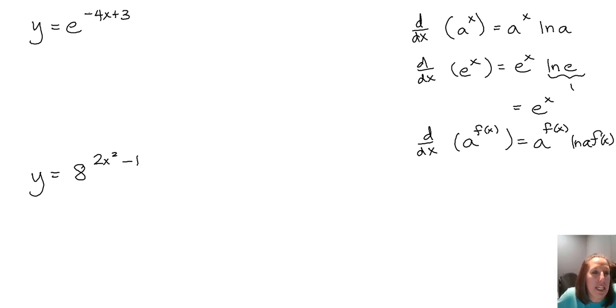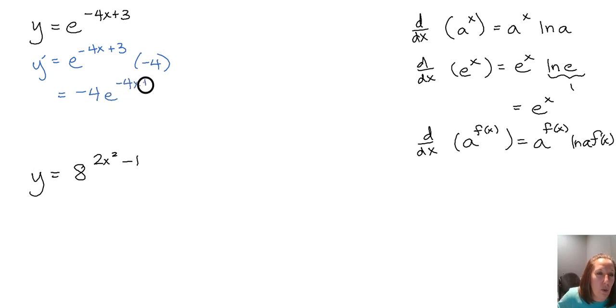We have y equals e to the negative 4x plus 3. So our base here is e, so our derivative is going to be that same exponential, e to the negative 4x plus 3, times the natural log of e, which is 1, times the derivative of that exponent, negative 4x plus 3. That derivative is going to be negative 4. So normally we see that coefficient out front, so negative 4e to the negative 4x plus 3 would be the version we would typically see that one in.